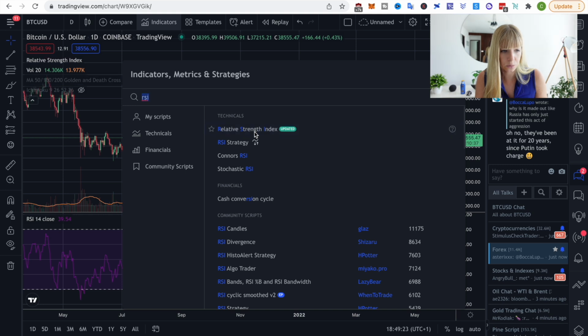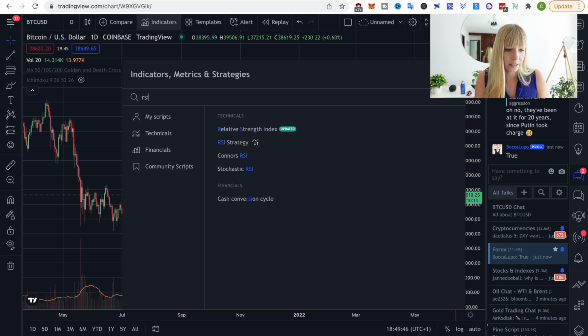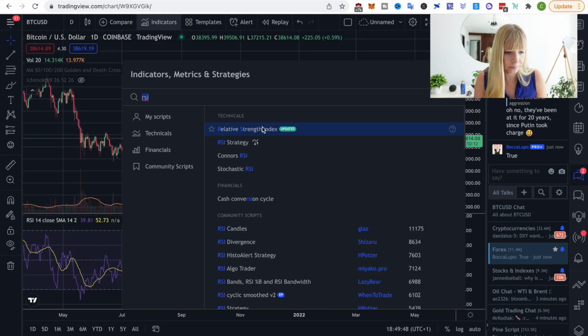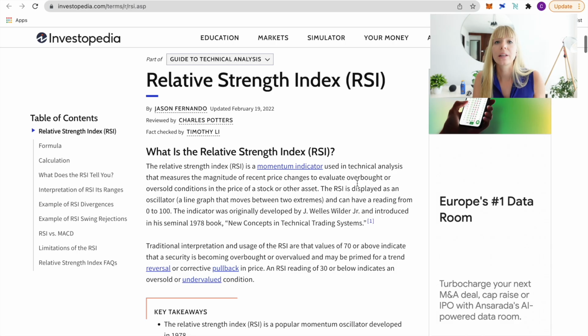And you see that's this one. So to add that, that's always the same. Just go over to indicators, type in RSI, and then just click on that one. Now there are a lot of different options, but you can basically just choose the first one. So let's look at what the RSI is even standing for.